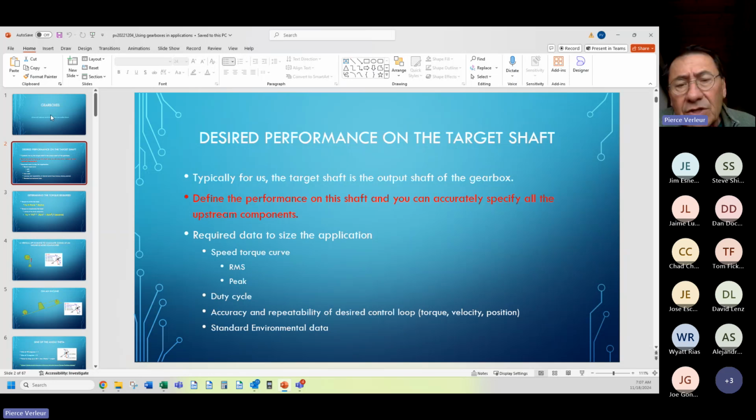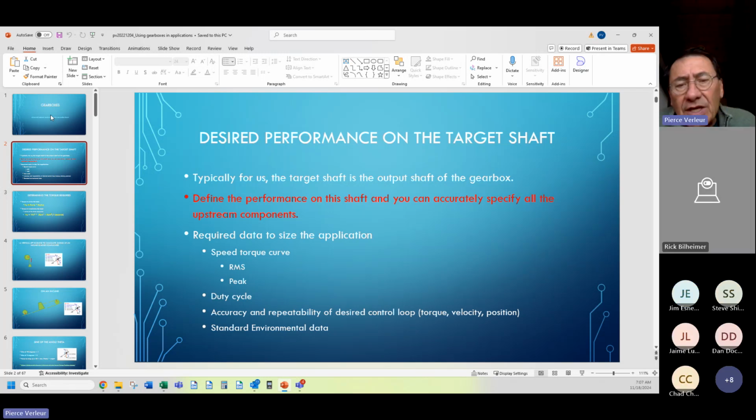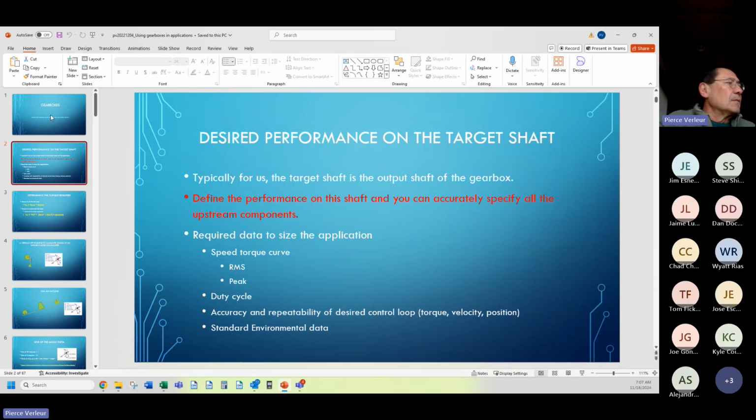But I want you to focus on the target shaft that you're responsible for, because our job, regardless of what is upstream of that shaft, is to make that shaft go at the speed and torque that the customer wants. And maybe it's continuous duty speed and torque, and maybe it's variant over time, making it a little bit more complicated. But that target shaft performance is your focus. Now, we're going to require a lot of data to size everything upstream, and that data should be applicable to the target shaft.